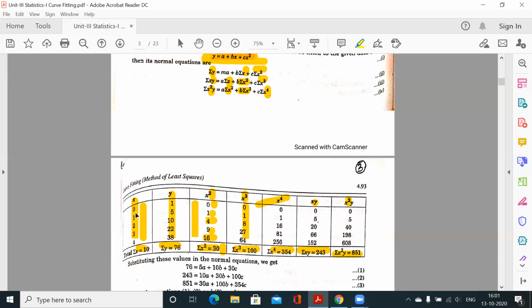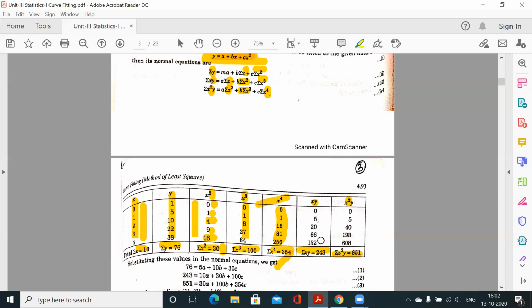Next, x to the power 4. Either you calculate the fourth power of these values, or use the square of x square, because x4 is x square into x square. So 0 square, 1 square, 4 square, 9 square, 16 square. We will get these squares of x squares. So x4. Adding all values, we will get this summation.